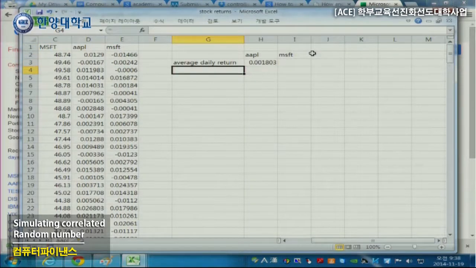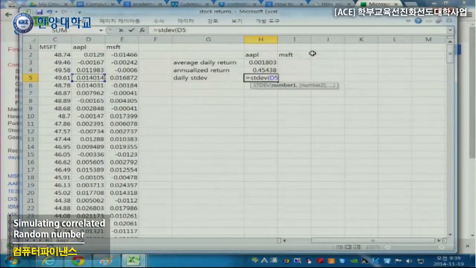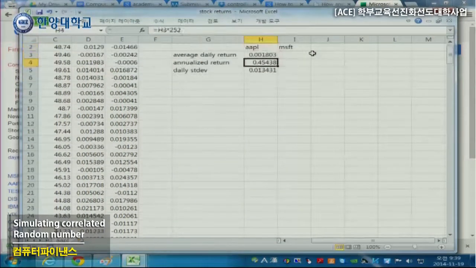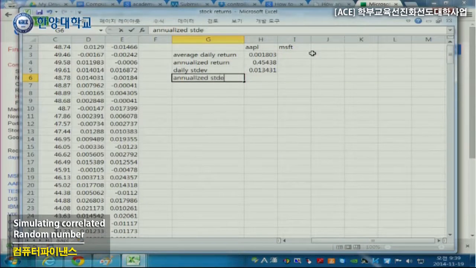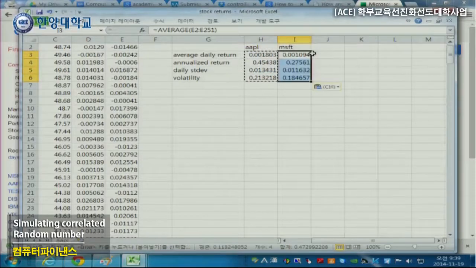So the annualized return is this one multiplied by 252. So 45%, huge. And then the daily standard deviation for Apple, which is this one. So annualized volatility is just the annualized one. So this one multiplied by the square root of 252, and then okay, done.